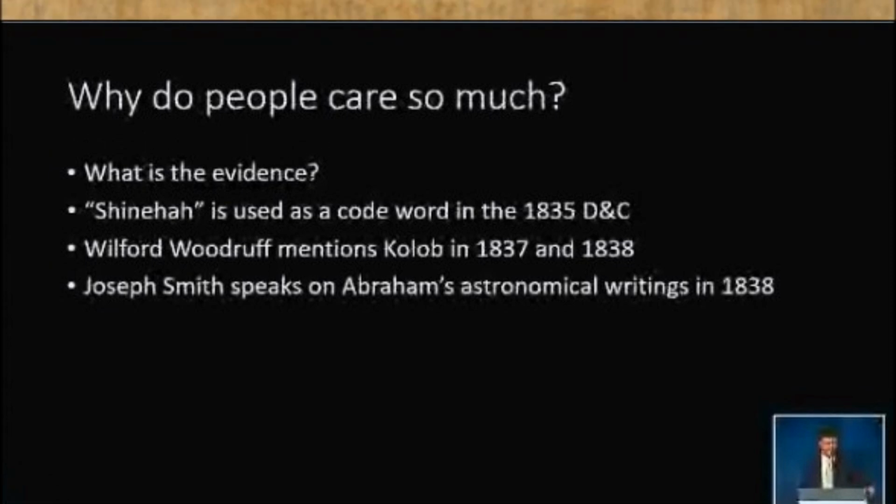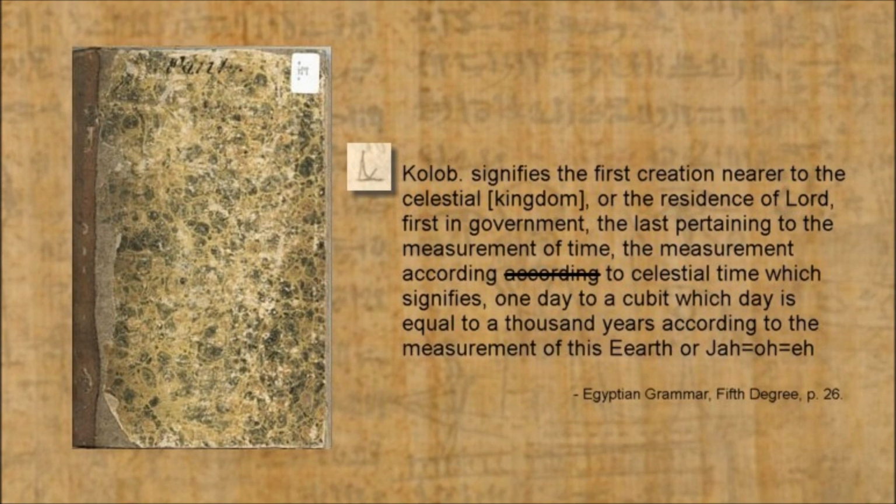Kolob, as you should know, was discussed at the end of the Grammar and Alphabet volume. Kolob signifies the first creation nearer the celestial or residence of the Lord. First in government, the last pertaining to measurement of time, the measurement according to celestial time, which signifies 1 day to a cubit, which day is equal to 1,000 years according to the measurement of this earth, or Jah-Oah. Joseph Smith dictated this in October or November 1835, well before Woodruff mentioned it.